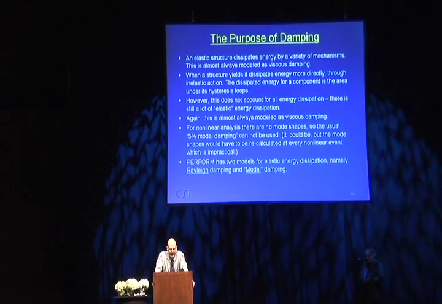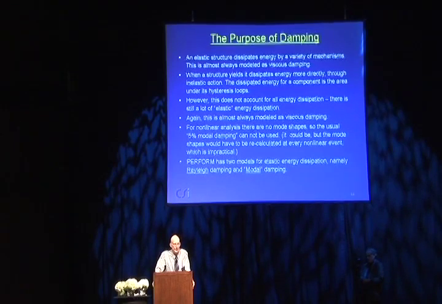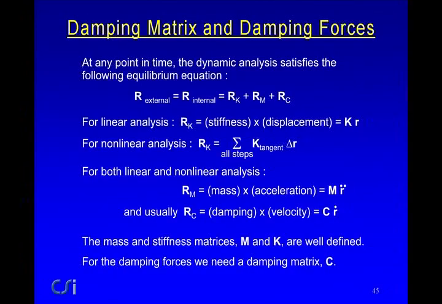But that's a hideous amount of computation if you had to recalculate the mode shapes at every event. I mean, it's absolutely prohibitive, so you simply can't do that. It's not necessarily a good idea anyway, quite apart from that. So we can't use the old 5% modal damping. We have to use something else. And Perform has got two models. One is Rayleigh damping, and the other is modal, quote-unquote, damping.